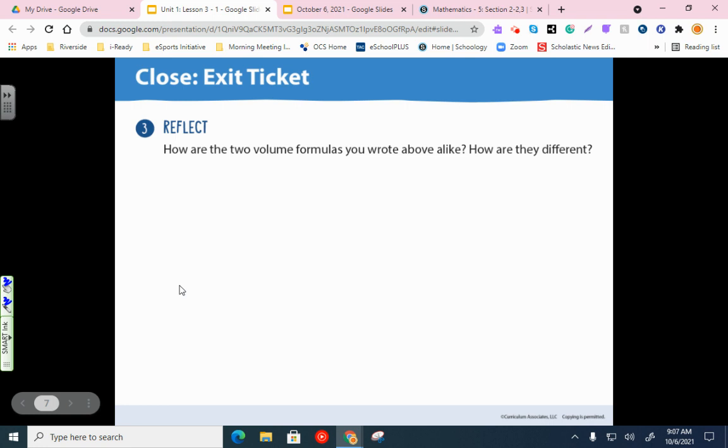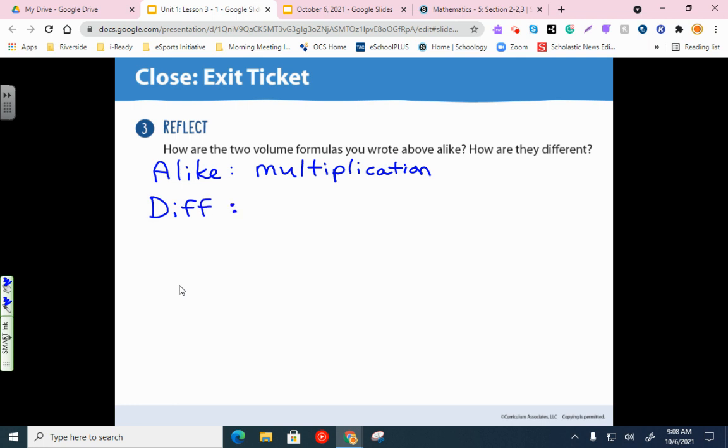And how are the 2 volume formulas you wrote alike, and how are they different? The first line, you can write how they're alike. They both use multiplication. And how they're different, I'm just going to, again, write really quick, easy notes. One of them has a base layer, and one of them does not. And that would be volume equals base times height. That's the one that would be doing it for that.